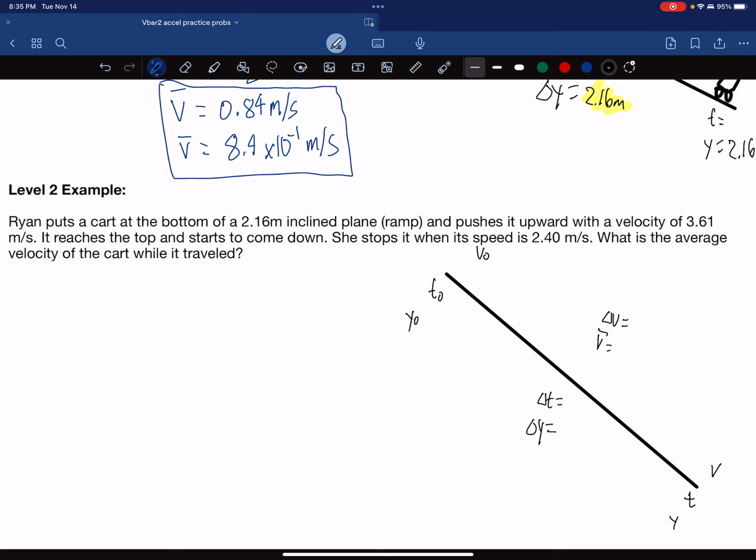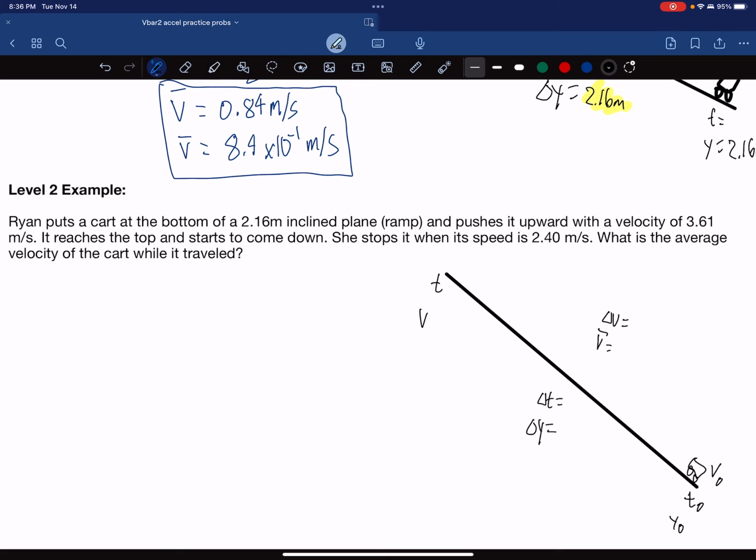And so Ryan puts the cart at the bottom. So our labels are not correct. We're now starting with time 0 being down here and y0 being down here. Things are reversed for us. And so this is V0. And that's V. So he puts it at the bottom of the 2.16 inclined plane.